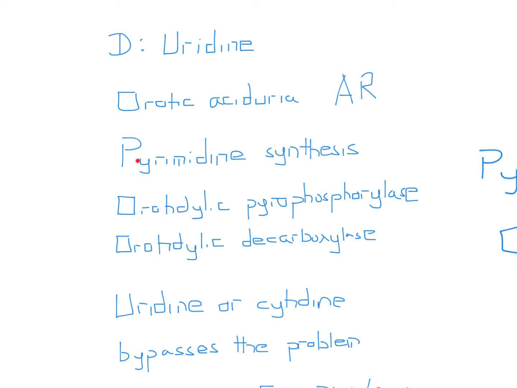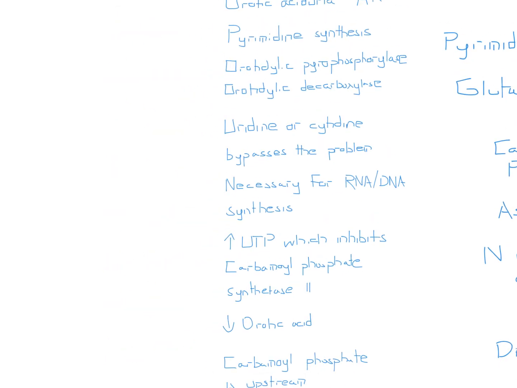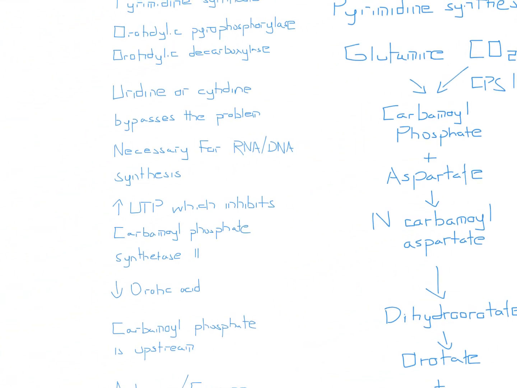Since you have a problem in the pathway, if these two enzymes are impaired, then that's going to create a traffic jam. And so giving uridine actually just bypasses that traffic jam and helps you create the end product, which is going to end up inhibiting the origin of the pathway. So it's necessary, like I was saying, for RNA and DNA synthesis, and then it's going to increase UTP, which inhibits CPS2, right? And that's going to decrease uric acid, which is the problem in this case.